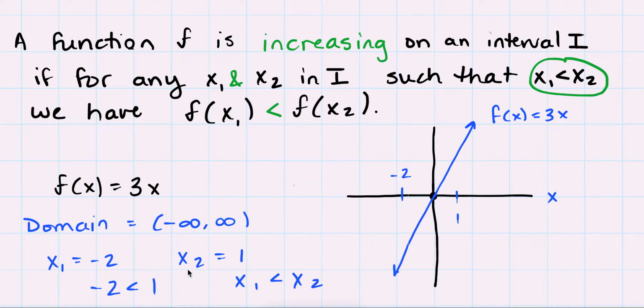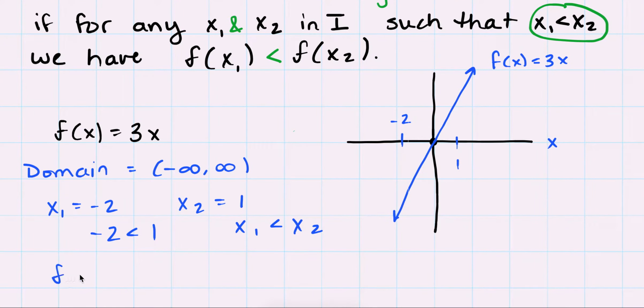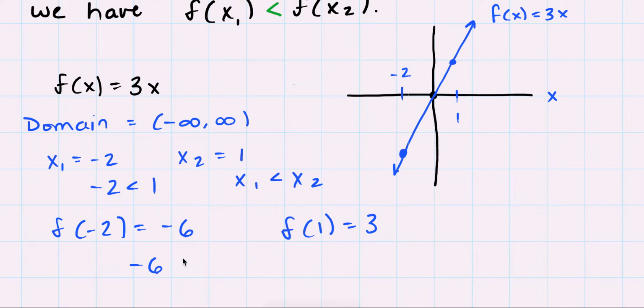Now I'm going to plug those values, negative 2 and 1, into my function. If I plug in negative 2 into my function, well, it's 3 times x, so I get negative 6, which is way down here. And if I plug in 1 into my function, I get 3. And you see that negative 6 is less than 3. So f of x1 is less than f of x2.